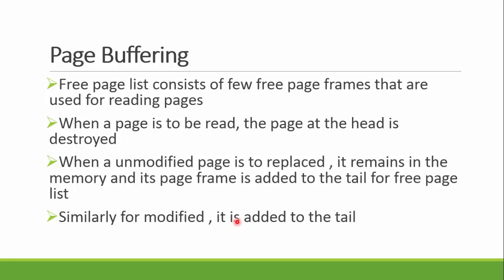So the free page list consists of a few free frames, and when a new page is to be read, the oldest one gets destroyed. As I told before, when an unmodified page is replaced, it remains in the memory and its page frame is added to the tail of the list. So it just gets entered into the free page list, and similarly for modified. So this is how free page and modified lists are handled.